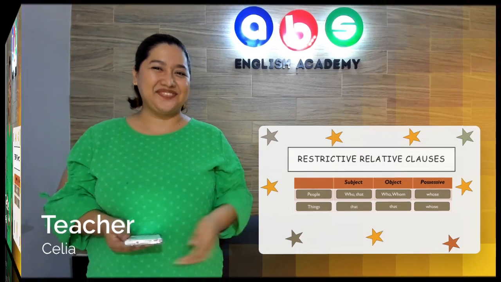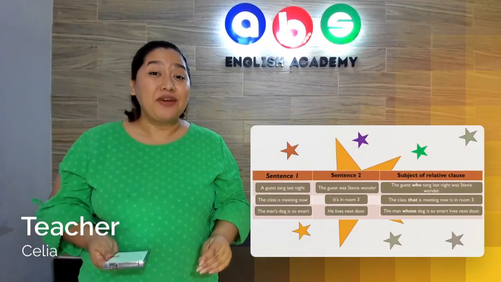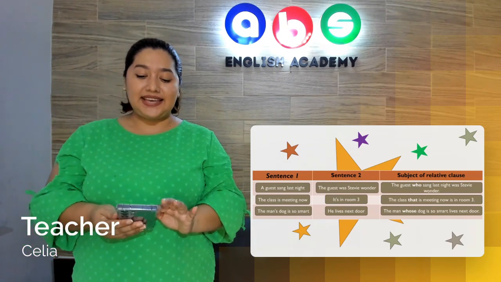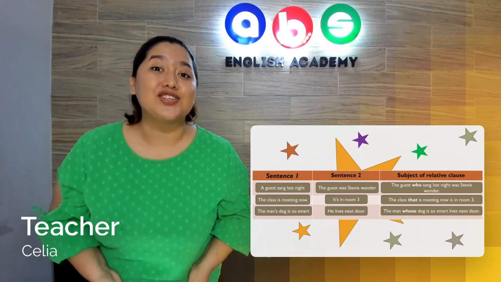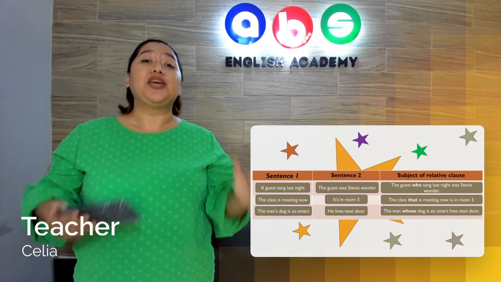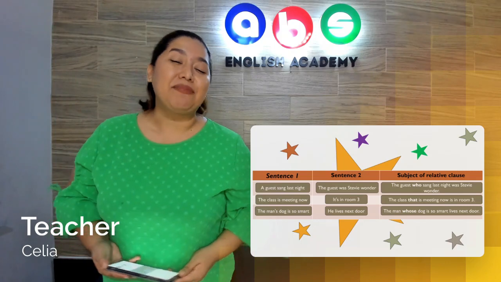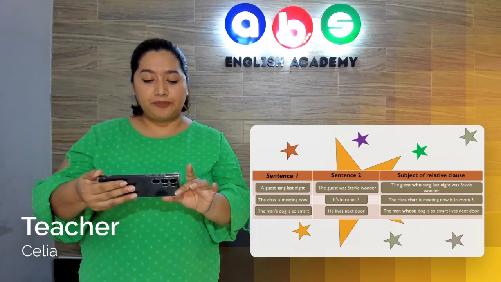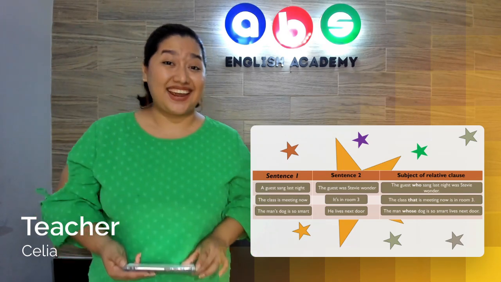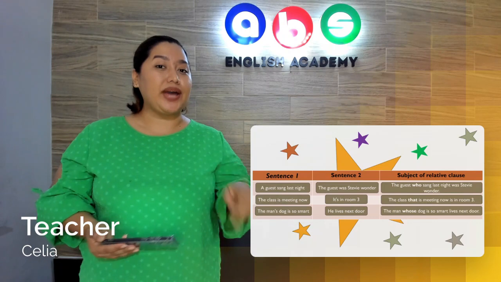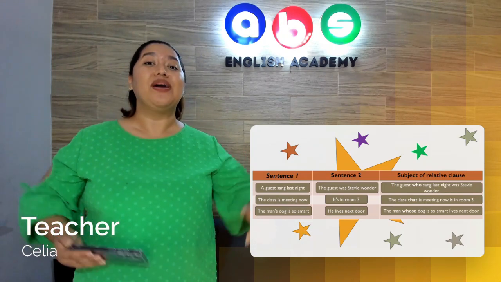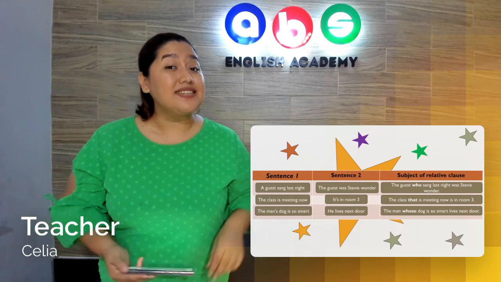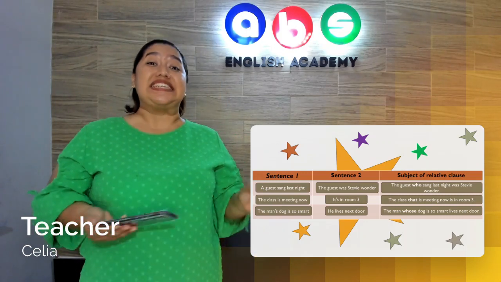Let's see the next one. And here we are. Well, look, we have sentence 1 and sentence 2. In this case, we're going to link these two ideas into one using our relative pronoun. Come on, let's see it. For example, sentence 1: a guest sang last night. Okay, this is about the past, and we are talking about a guest, the subject. Now, sentence 2: the guest was Stevie Wonder.